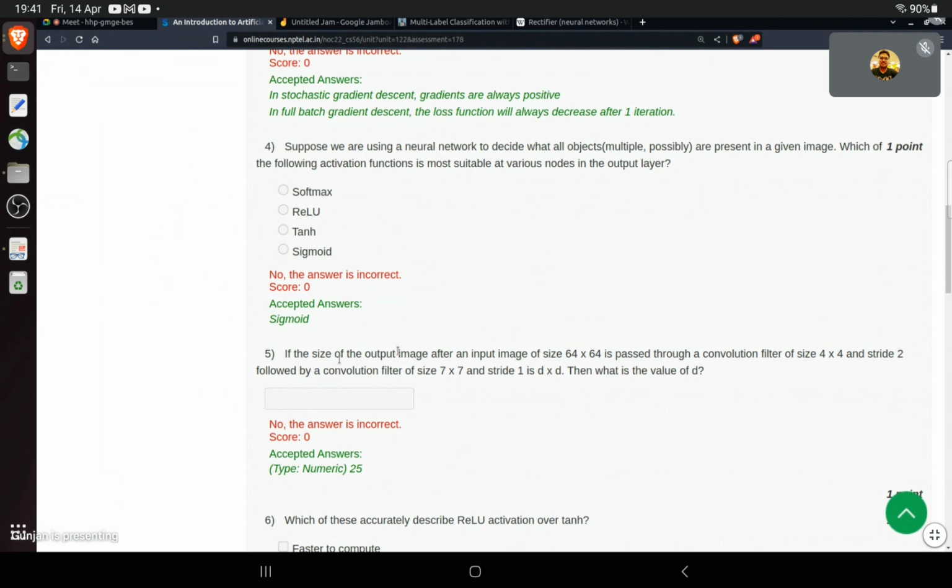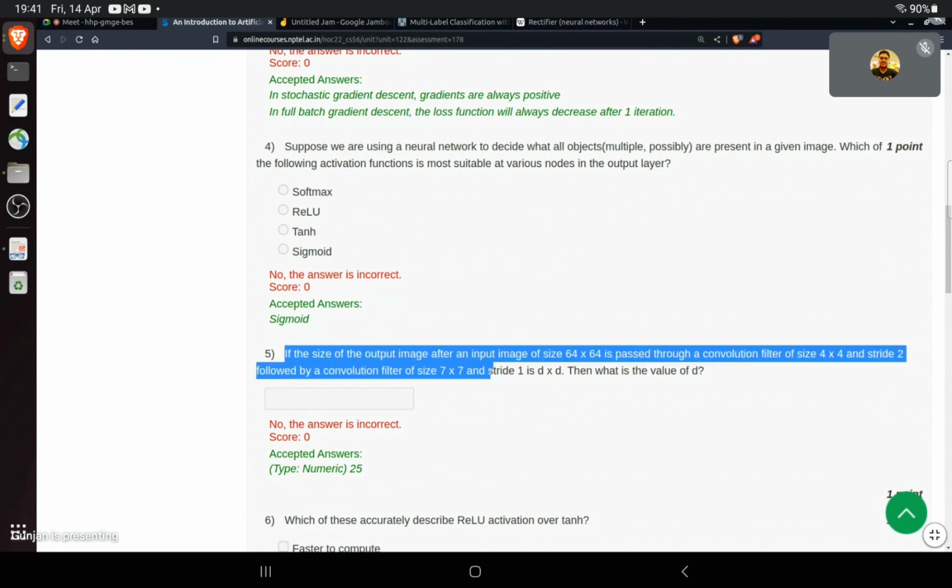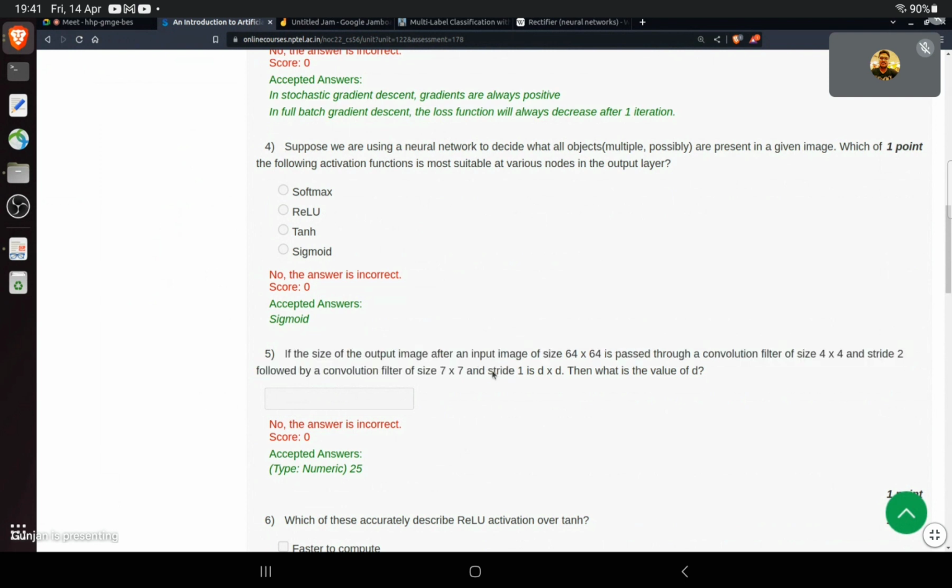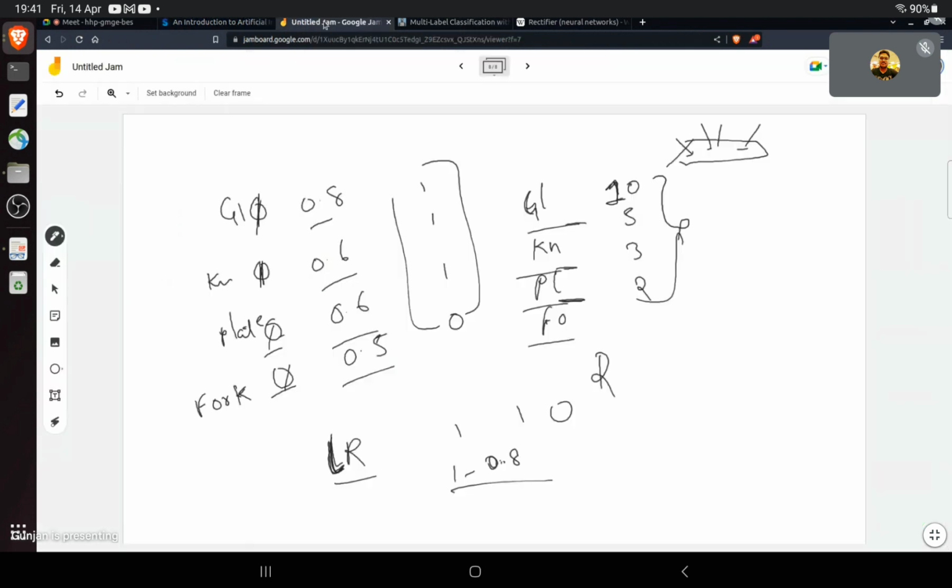Okay, so this is the next question. If the size of the output image after an input image of size 64 by 64 is passed through a convolution filter of size 4 by 4 and stride 2, followed by a convolution filter of 7 by 7 and stride 1, is d by d, what is the value of d?